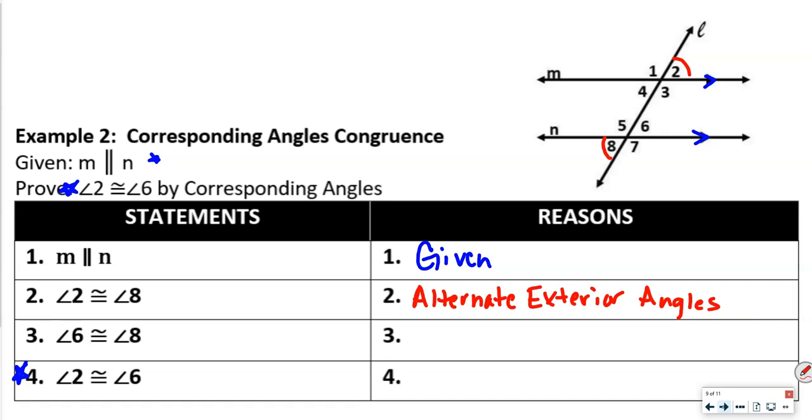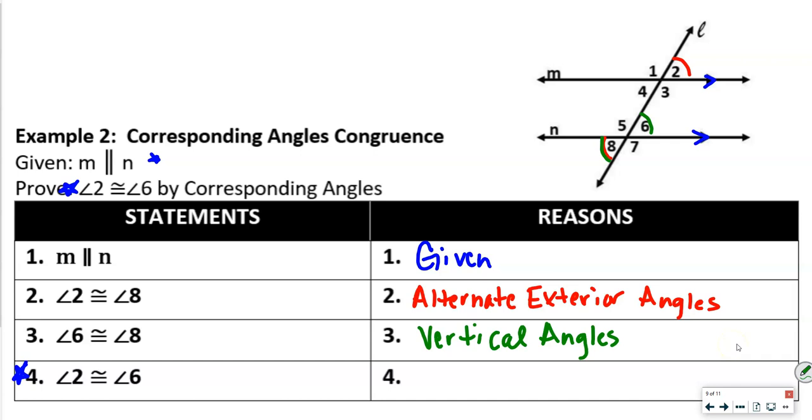Then it says that 6 is congruent with 8, okay? So let's look at 6 and 8. Why is 6 congruent with 8? These are vertical angles, aren't they? These are our vertical angles, and vertical angles are congruent, okay? You guys are going to have to be able to recognize alternate exterior angles and vertical angles. We've already learned that those are congruent, right?